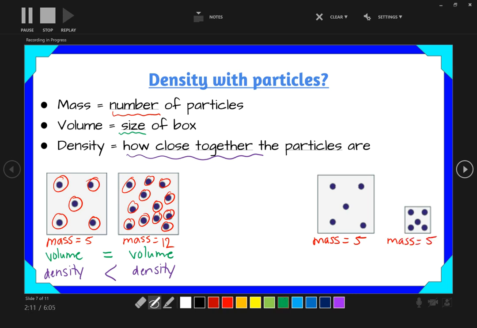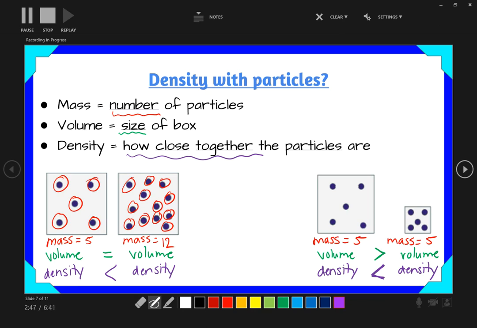We have 5 again. If we take a look at the volume, remember the volume is just the size of the box. Which volume is bigger? So our first box has a greater volume because the size of the box is bigger. And if we take a look at our density, remember that density is how close together your particles are. Which box has the particles closer together? The box on the right has more.